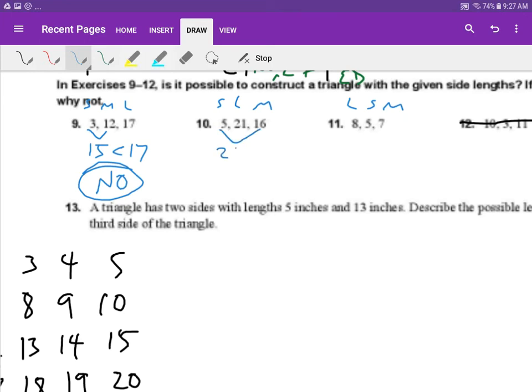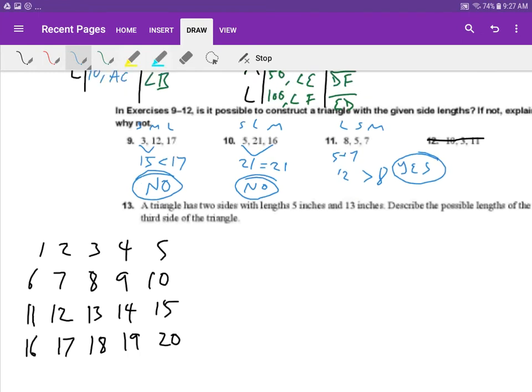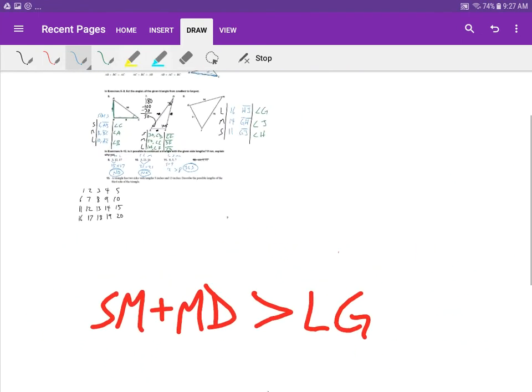5 and 16 is 21. 21 is equal to 21. This is also a no. This one's going to be 5 plus 7 is 12, which is greater than 8. So this one's going to be a yes. The only rule you're using here is this one here. Small plus medium is greater than large.